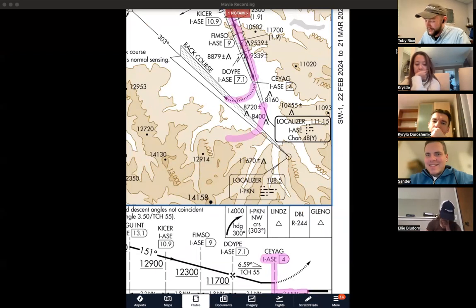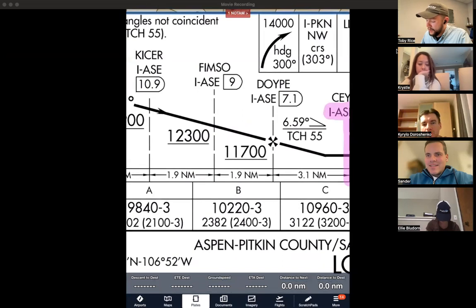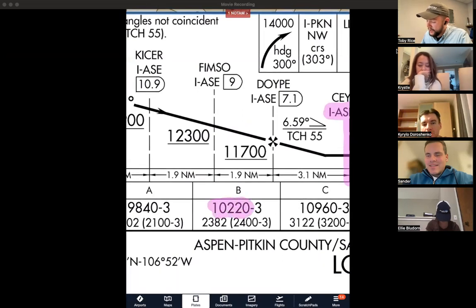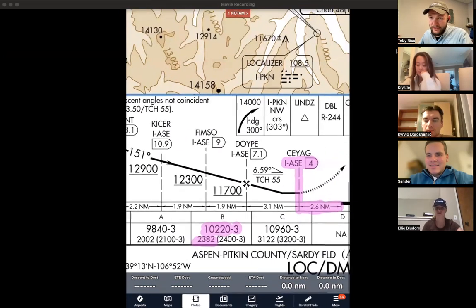It's crazy. So you actually have to have a lot of visibility to shoot this approach. In fact, look here. In the Citation, our minimums are 10,220 and 3 miles. We have to have a 2,400 foot ceiling in order to fly this approach or to get to below minimums. So it's a nice, cool VFR day in Aspen, and we're having to shoot an approach. So that's just an example of that.